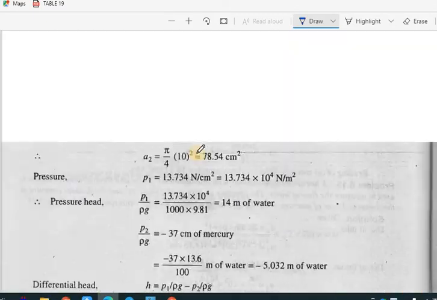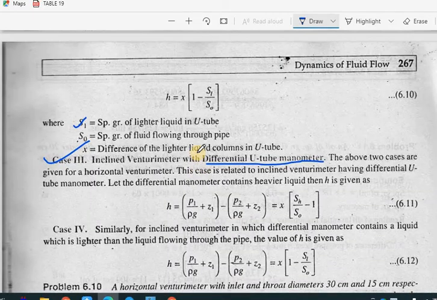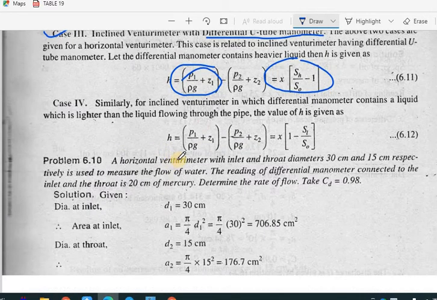So in case of your differential manometer, we can use two formulas. We have been provided with two formulas. One formula is this formula, or you can use this formula also. So we are using these formulas.